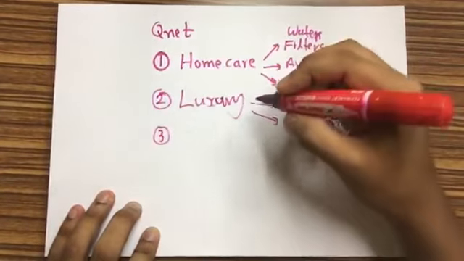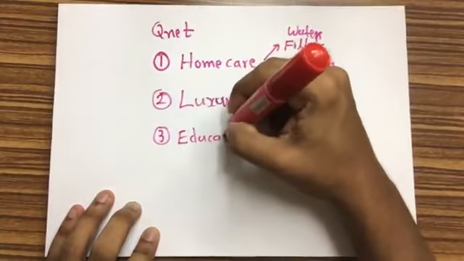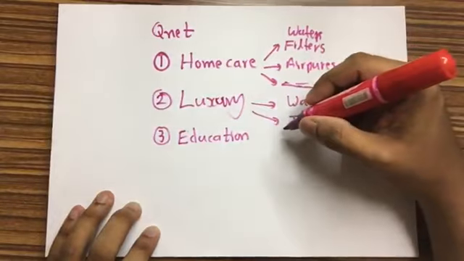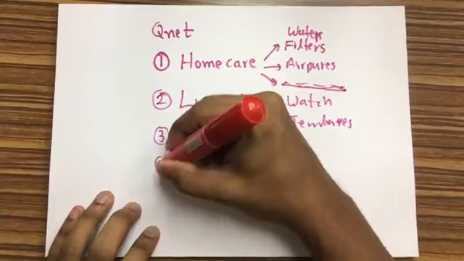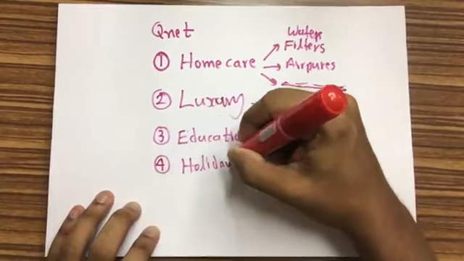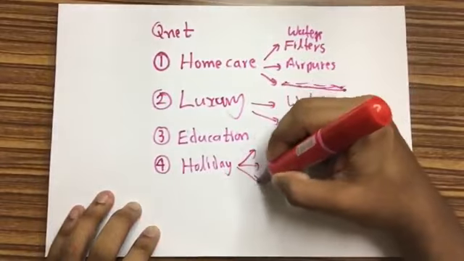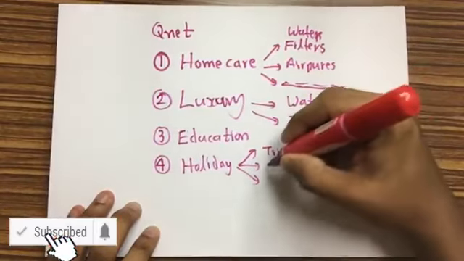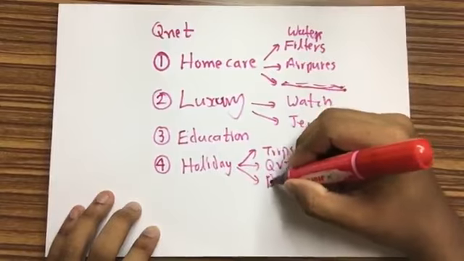And the third category, education. Under education, we have a range of online courses which you can purchase through our QNet website. And the next category goes to holidays. Under this category, we have several types of travel packages. One is called the Trip Saver. Another one is called QVI Club Vacation Membership, and then Q Breaks.